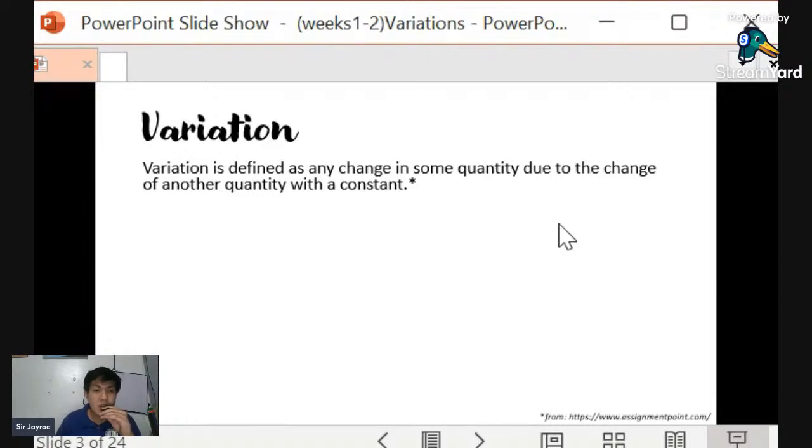Okay? Actually, the word variation, the English term, comes from the word vary. When we say vary, nagbabago. So there is a change. So in math, kapag sinabi natin variation, there should be a change. But hindi pwedeng basta change lang, no? So at the end of our definition, meron tayong change of another quantity, with a constant. Okay? So itong part na to, dapat may constant. So later on, explain ko yan.